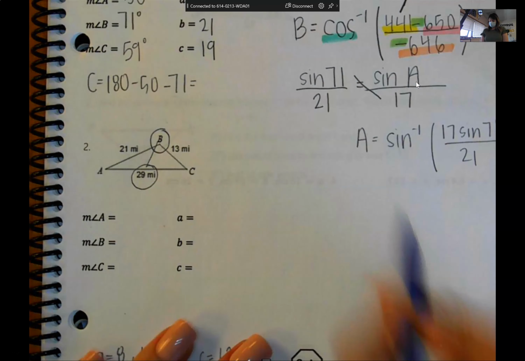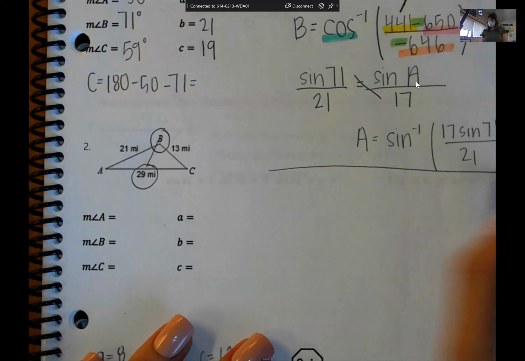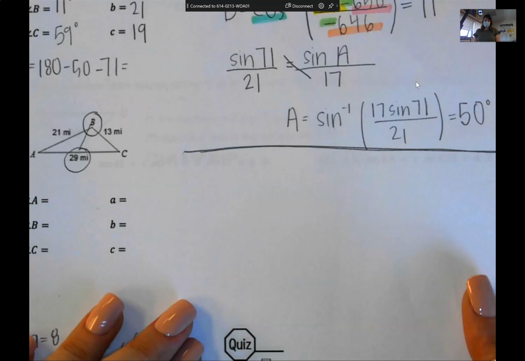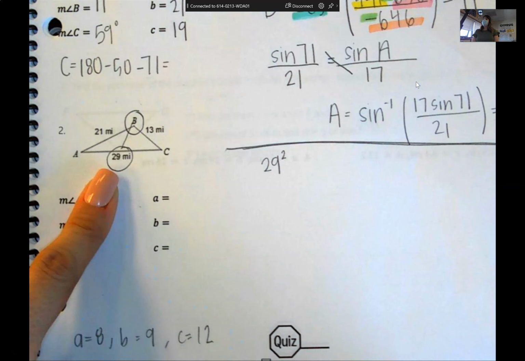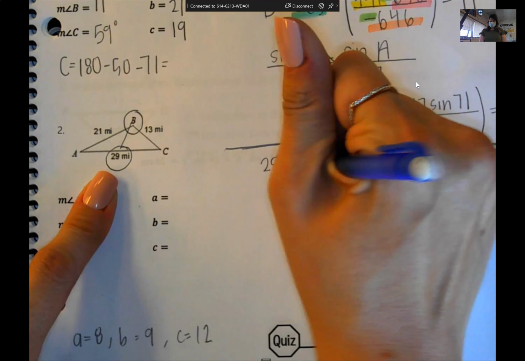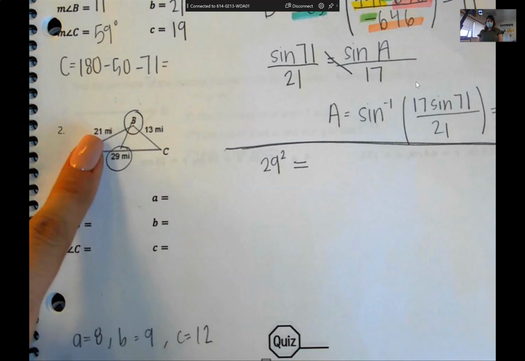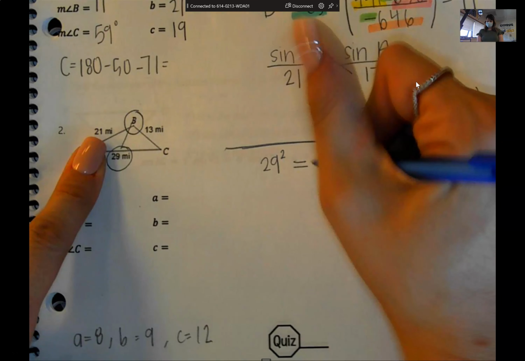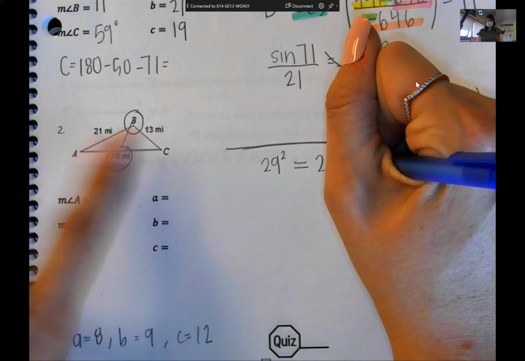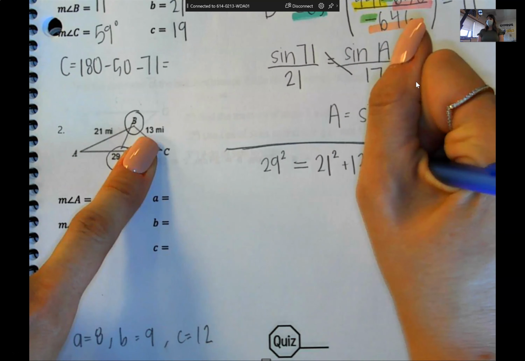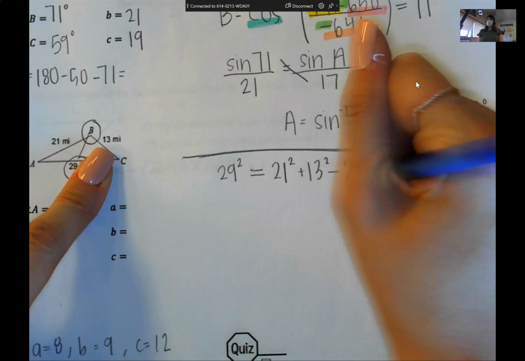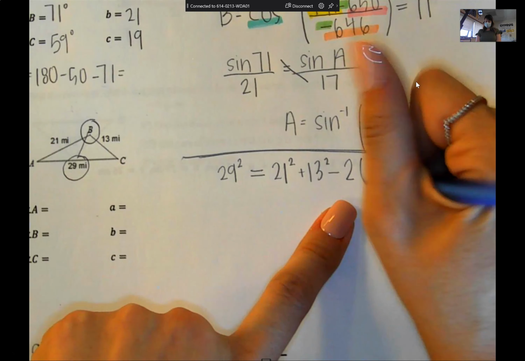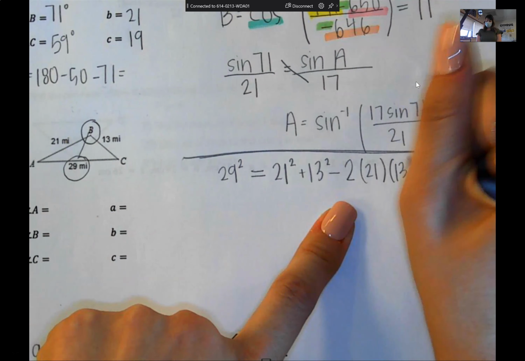How do I do that? Well, I plug it into the cosine formula. So the cosine formula tells me I'm going to take the side that I just circled and square it. 29 squared equals. Then I'm going to square the two sides that are not circled. So 21 squared plus 13 squared minus 2 times those same sides, 21 and 13.